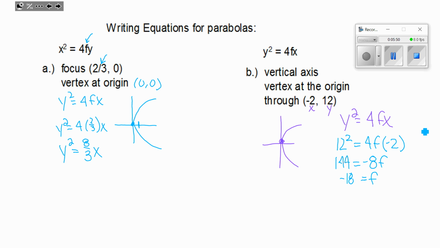Okay, so since f is negative 18, I can now take that back right here into our equation, and I can then say x squared equals 4 times negative 18. I think that's negative 72. So that is our equation. It's a lot easier than how we were doing it back in Unit 3.